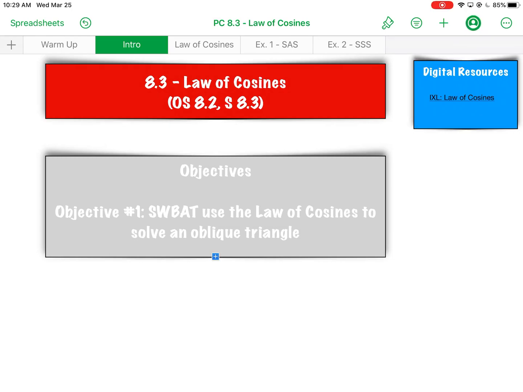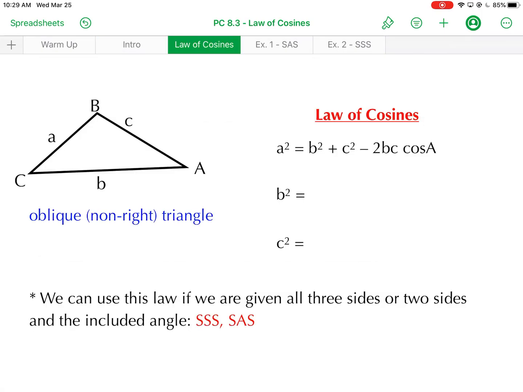All right, today everyone, we're going to be looking at using the law of cosines to solve an oblique triangle. We've covered the last couple of days the law of sines. Now we move on to the law of cosines. Again, it's important to understand you're only going to use law of sines or law of cosines when you're trying to solve an oblique, non-right triangle, okay?